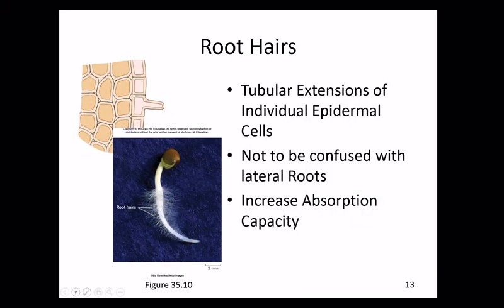Okay. One last type of modification that we see on the dermal cells are root hairs. And I want to make sure you understand this. This is important. These are different than lateral roots. In other words, they're not different branches coming out of the root, but they're actually a modification of the cell itself to cause an extension out into the area.